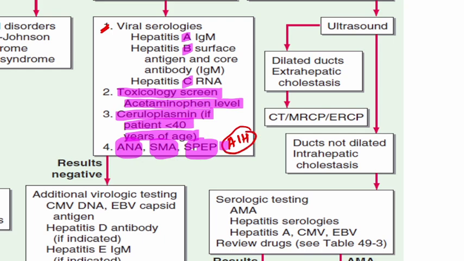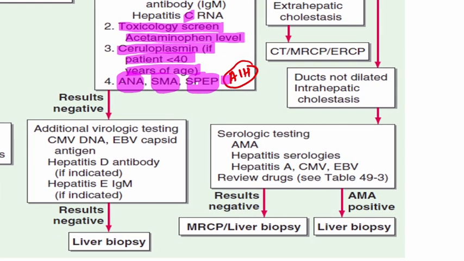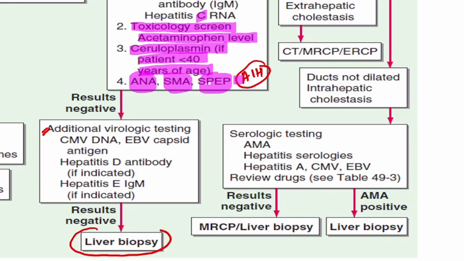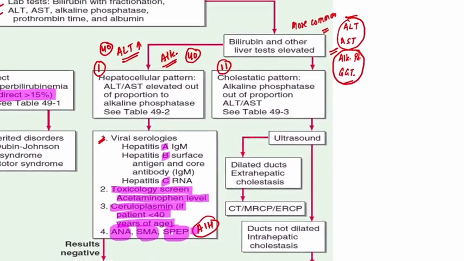I mean, to rule out autoimmune hepatitis. If these tests are negative, we will do additional tests for less common diseases like cytomegalovirus, Epstein-Barr virus, hepatitis D, hepatitis E. And if everything is negative, go for liver biopsy. And what are we studying? We are studying hepatocellular pattern.